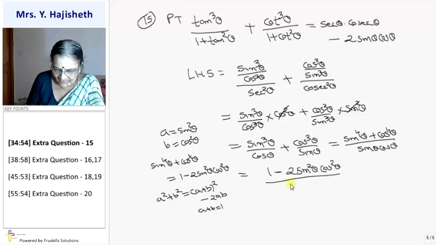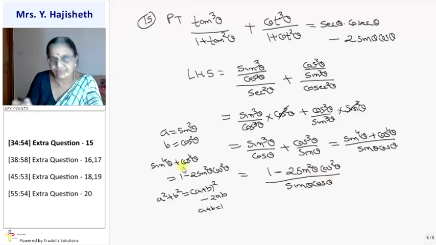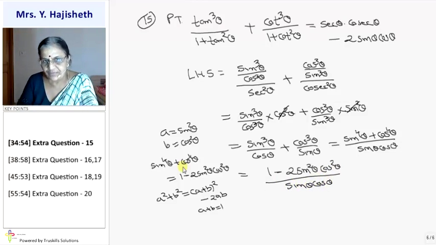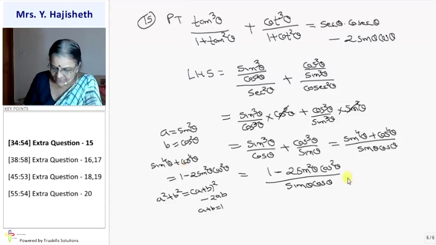upon sin cos, right? You have to write down the reason. Because if A is sin square, B is cos square, then A square plus B square is A plus B whole square minus 2AB, but A plus B is 1. So that way you write the reason.